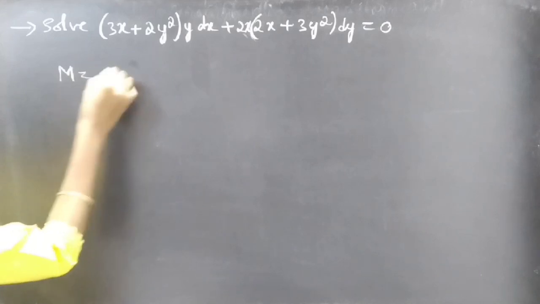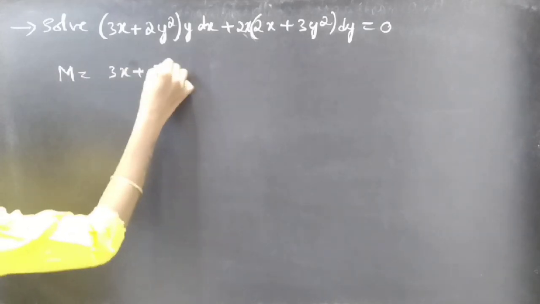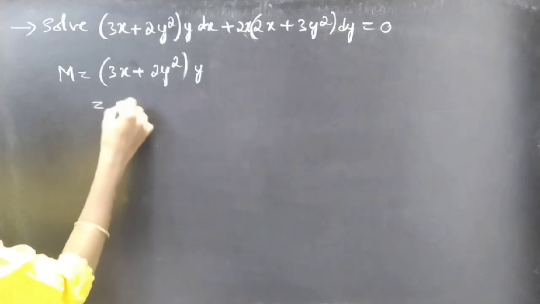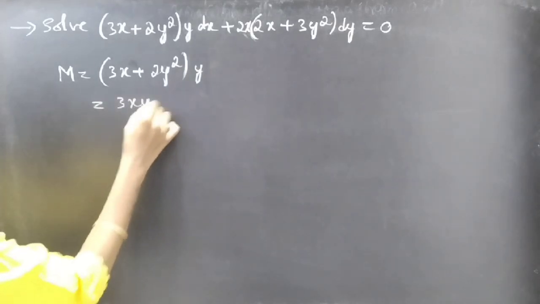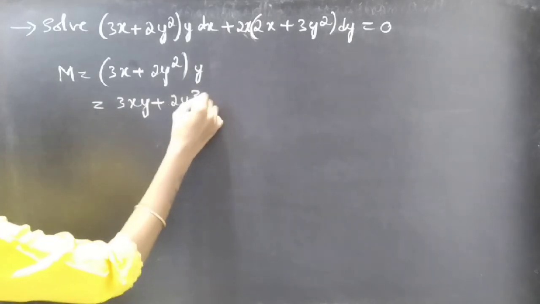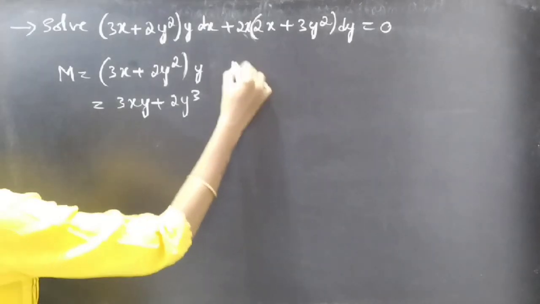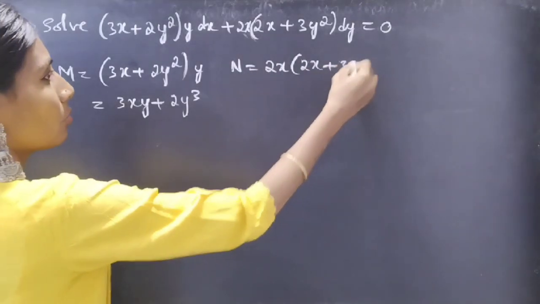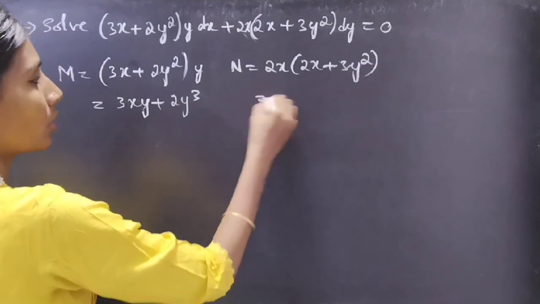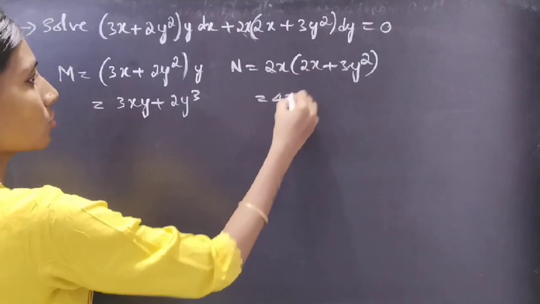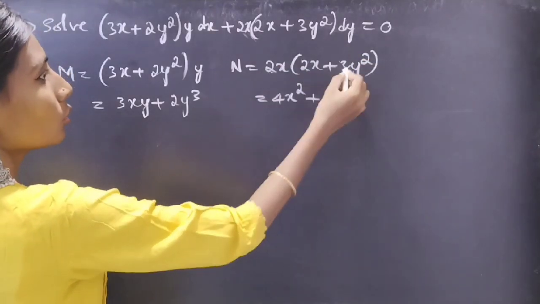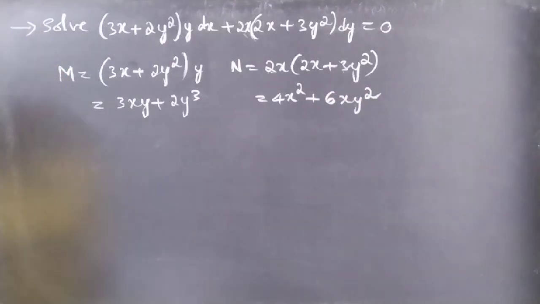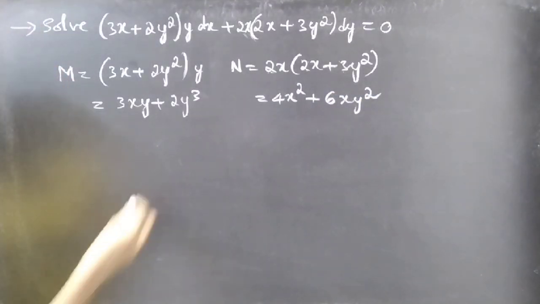So for M equal to (3x plus 2y square) into y, we can write this as 3xy plus 2y cube, and N equal to 2x times (2x plus 3y square). We can write this as 2 2s are 4, x into x square plus 2 3s are 6, x y square. Let's now check whether the given differential equation is exact or not.